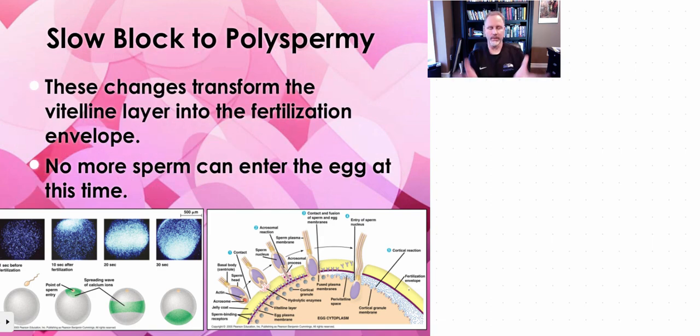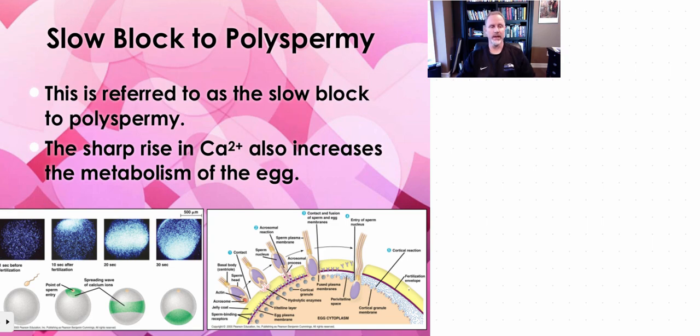And it transforms the entire surface of the egg into what's known as the fertilization envelope, preventing multiple sperm from getting in. And this is what we refer to as the slow block to polyspermy.